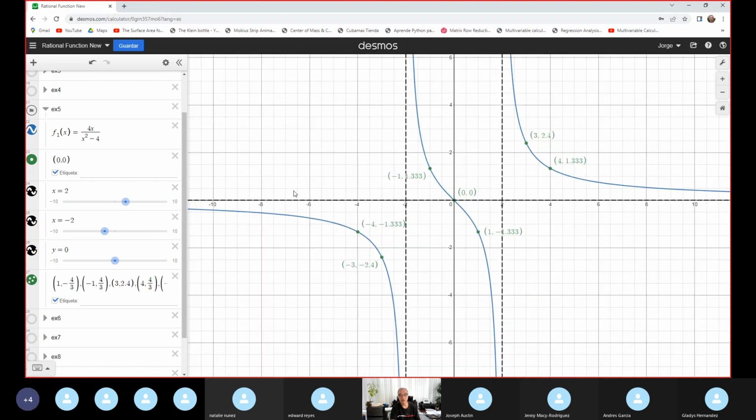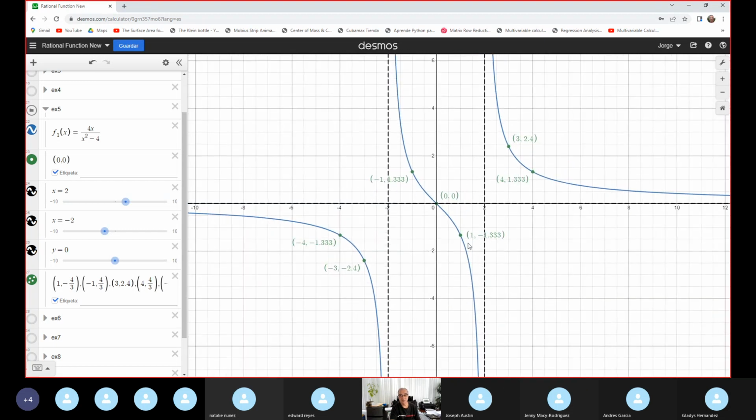Now the important thing is, look, at 1, the answer is negative 1.3 repeated. And negative 1 is positive. Typical idea of the odd function.